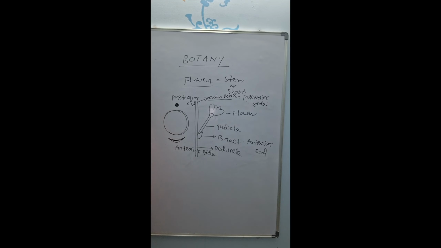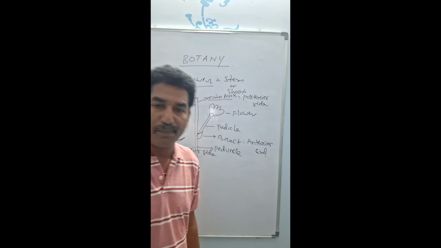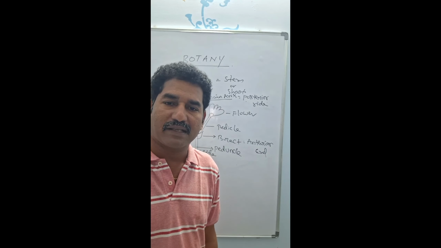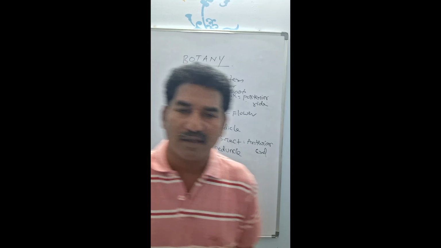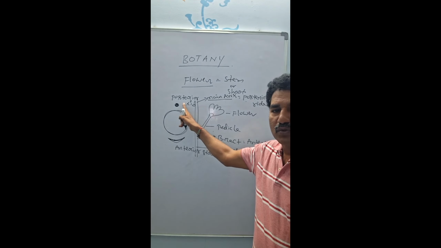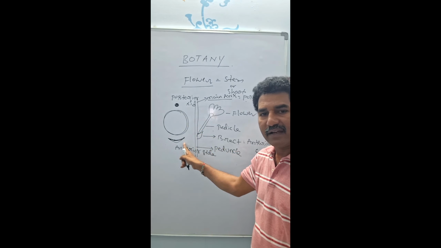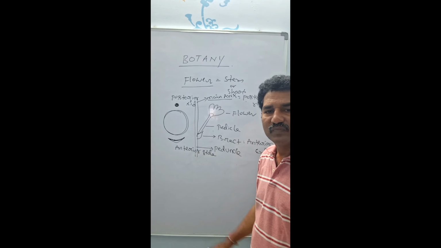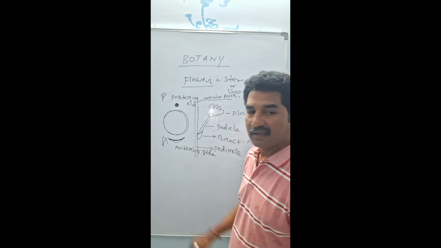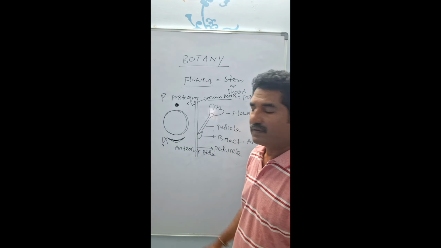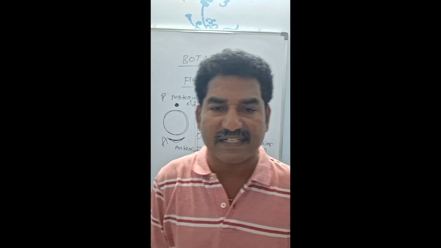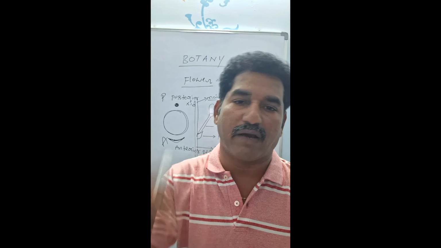Clear? This is today's important topic. So the flower has 2 parts or 2 ends. Towards the main axis side is called the posterior side, and it is represented by a dot. Towards the bract side is called anterior. So simply P and A is the identification in taxonomy. It is very important in taxonomic floral diagram development.